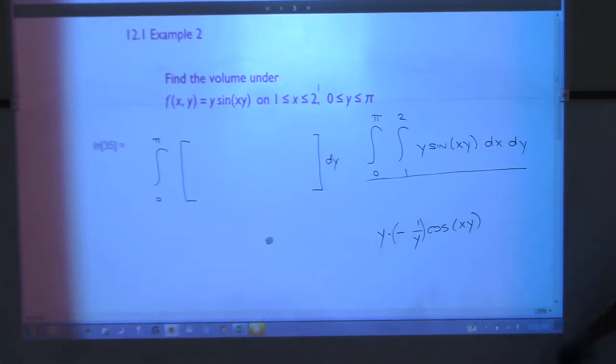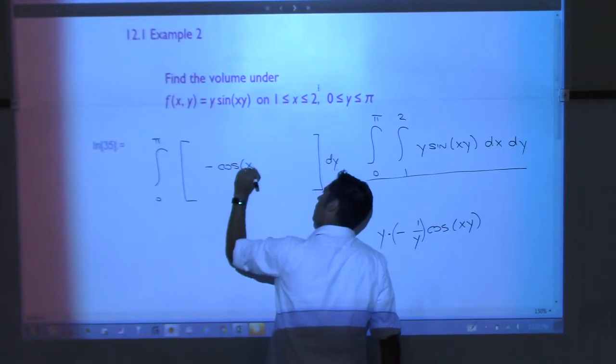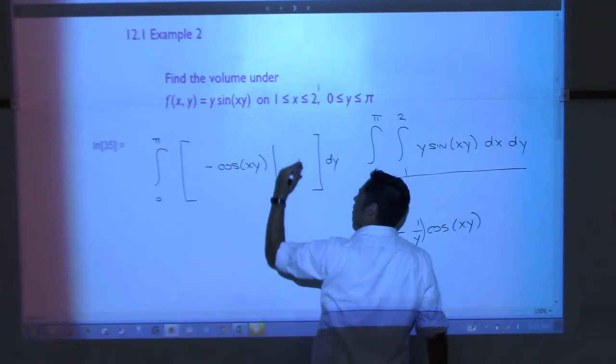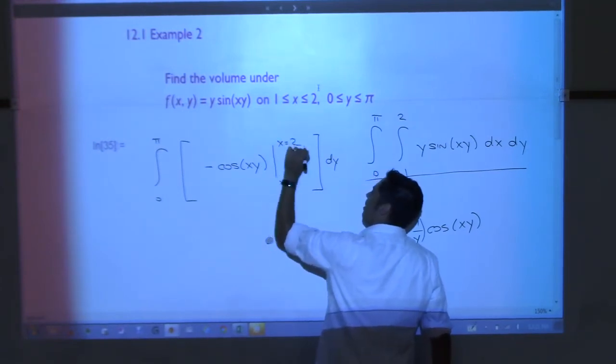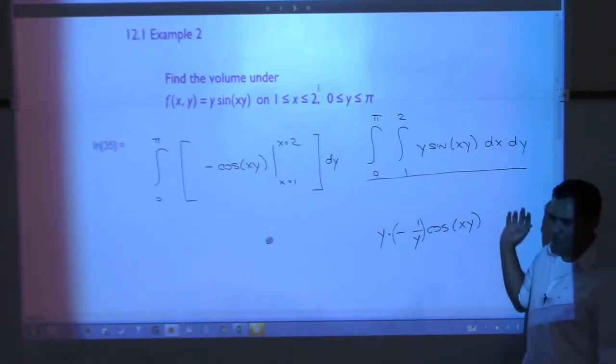So what is it at the end of the day? Negative cosine xy. And I'm evaluating from where to where? x equals 1 to x equals 2. You see, again, I'm trying to stress to you that it's important to keep track of your variables because that's where little mistakes can happen. If you're having trouble finding this antiderivative, just make a little note, come talk to me. We'll find a way to make it make sense. But I can't actually just go through integration again here today.